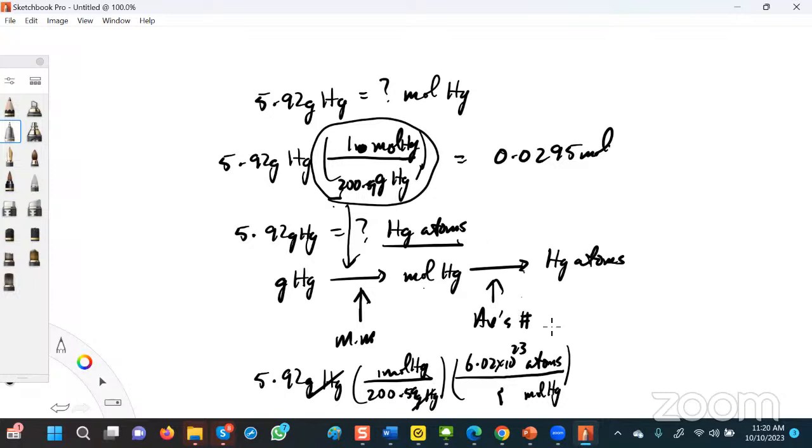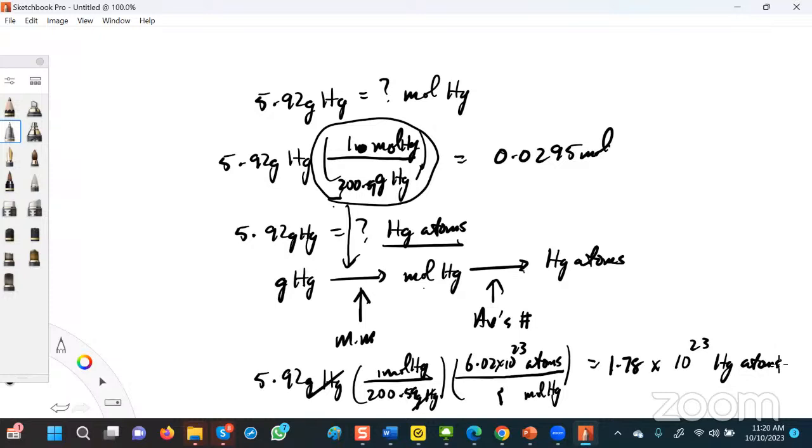And then we do the number crunching. So let me do that here. 5.92 divided by 200.59 times 6.02 times 10 to the 23. Okay, so according to my calculations, rounded off to 3 sig figs, the answer becomes 1.78 times 10 to the 22, and the units would be mercury atoms. All right, and that's basically how you do that.